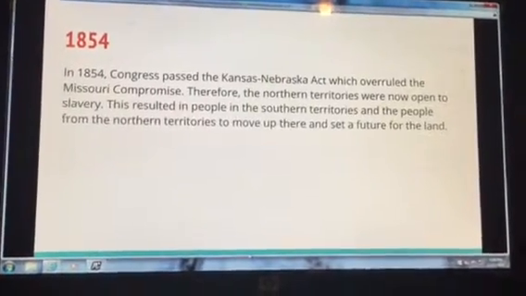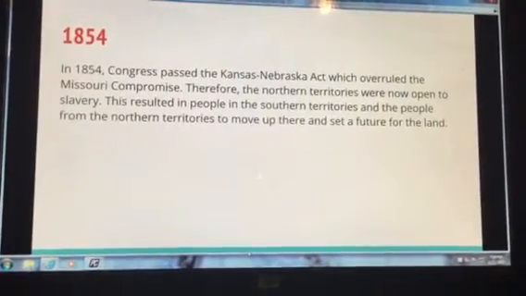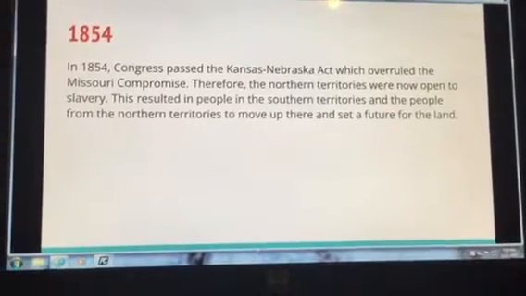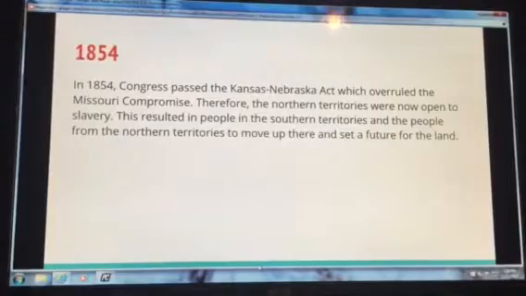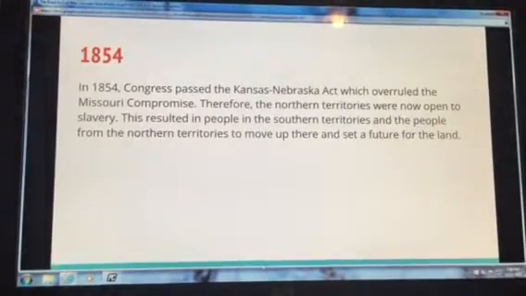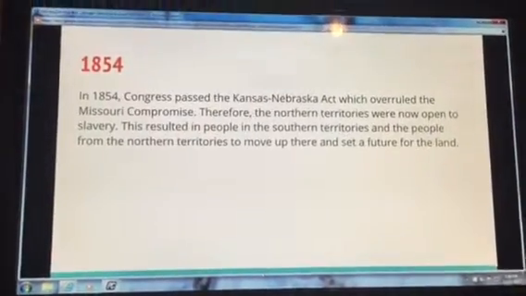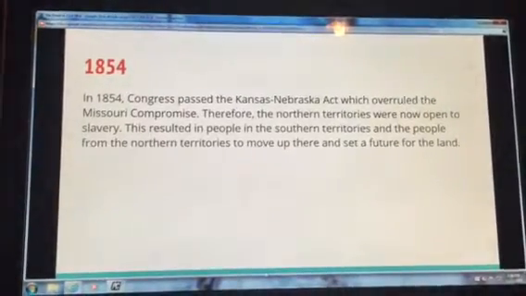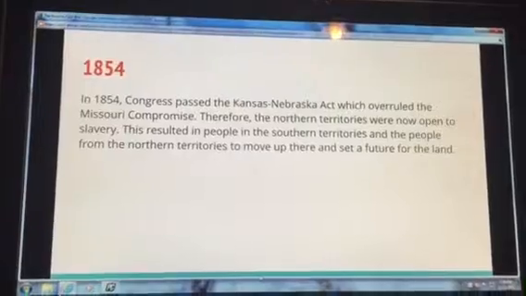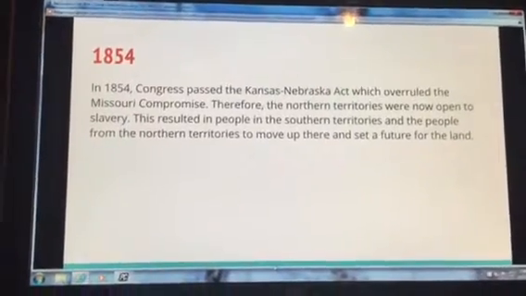In 1854, Congress passed the Kansas-Nebraska Act, which overruled the Missouri Compromise. Therefore, the northern territories were now open to slavery. This resulted in people from the southern territories and people from the northern territories moving up there and setting a future for the land.